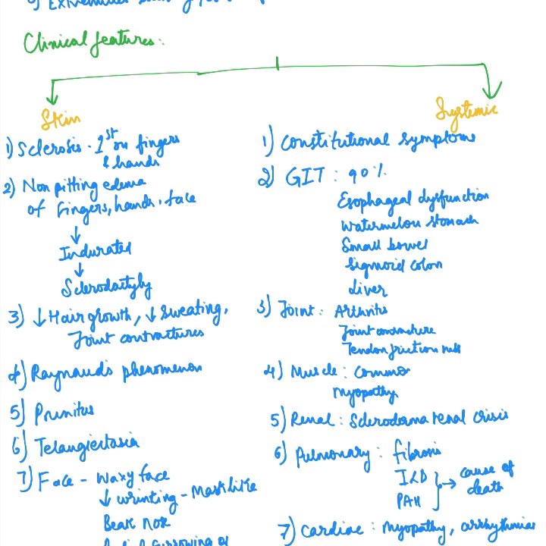Following this edema, there's going to be induration and thickening, and the skin gets fixed to the deeper structures on the fingers, leading to something called sclerodactyly. Now this skin sclerosis leads to progressive loss of skin appendages. As a result, there's going to be reduced hair growth and reduced sweating, and along with that, because of sclerodactyly, there's going to be joint contractures.